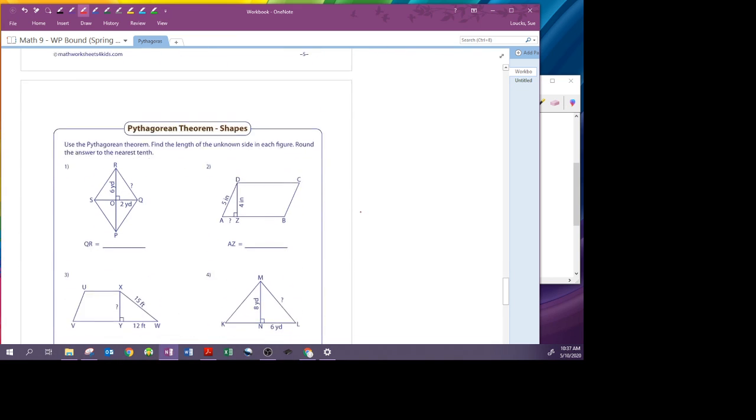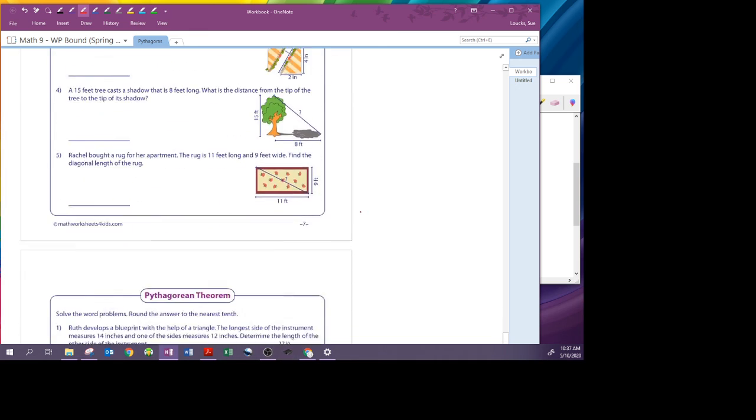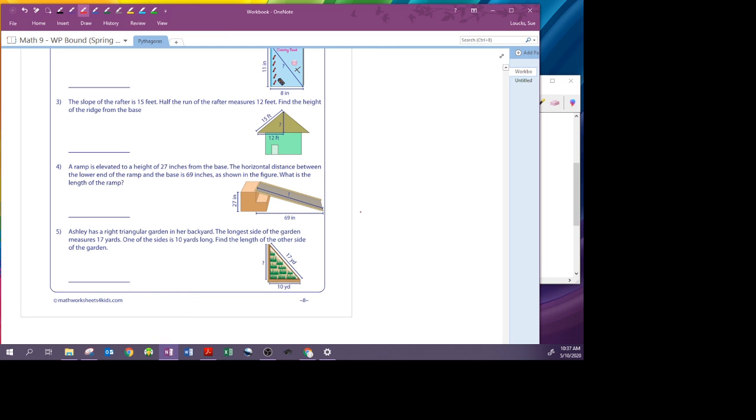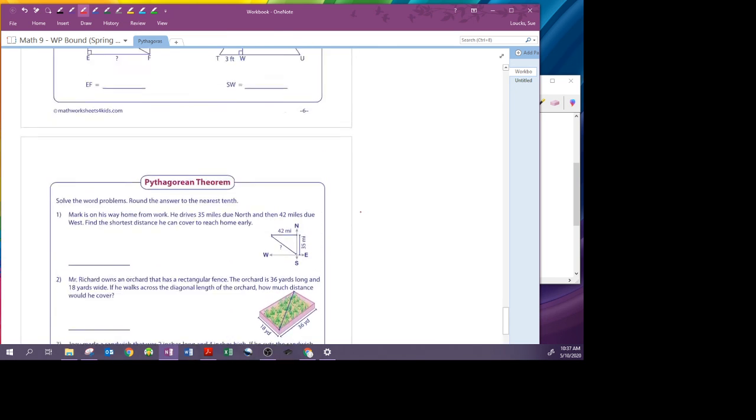And then these questions, you just have to do a little bit more thinking, that's all. Okay, and then some word problems, but they've got drawings for you, so you should be able to take a look at those. If you have any trouble, let me know, and I will meet you on Zoom to give you some help.